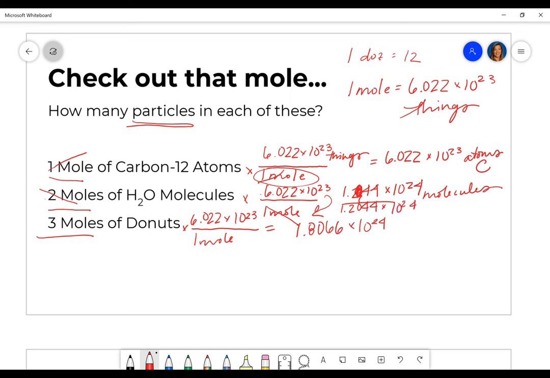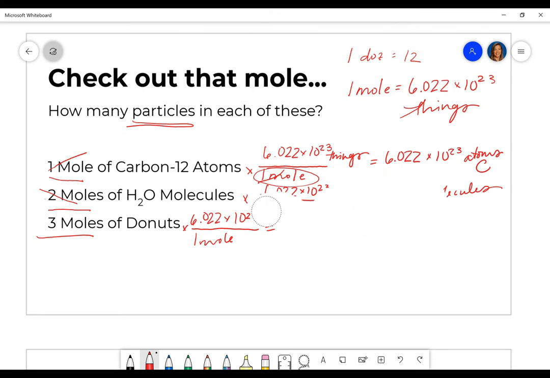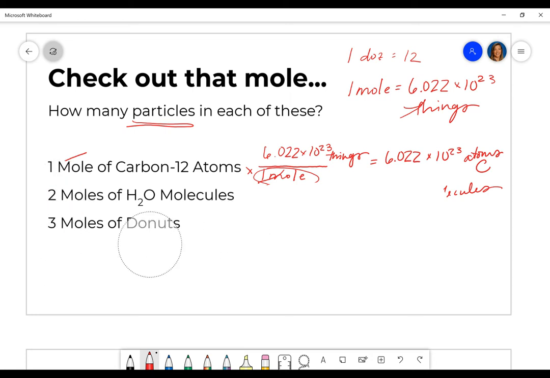That's what you should have gotten. Okay. And then this is how many donuts you have. Nice. Okay, so not too shabby. I think I'm just going to cut that.